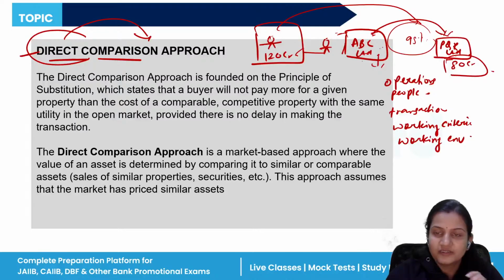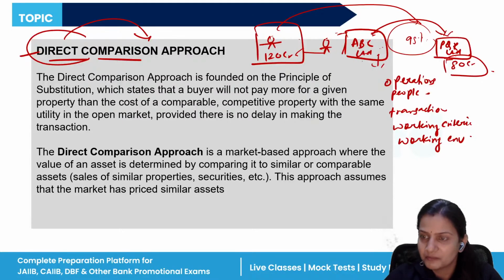So what will this person say? This person will say that I'm getting the same company as yours. All the working phenomena, all the transactions and operations, everything is the same. That company is asking 80 crore and you are asking 120 crore. So why would I give more money to your company if I'm finding the same company as yours for 80 crore? This is the direct comparison approach, where the value of the asset is determined by comparing to a similar company, and on the basis of that company, the valuation is given.